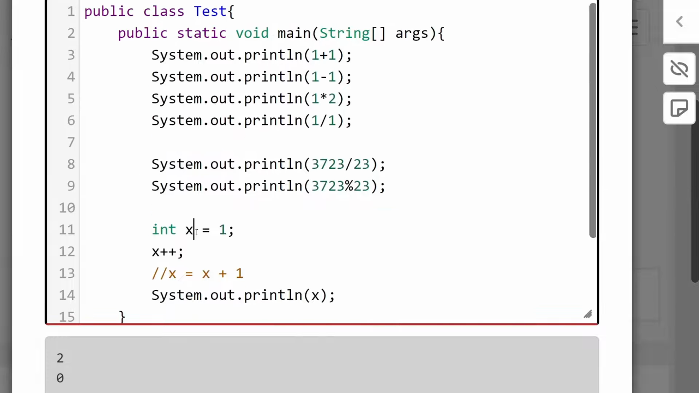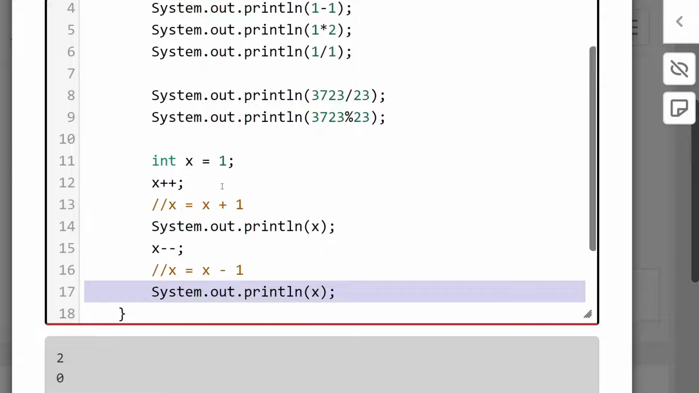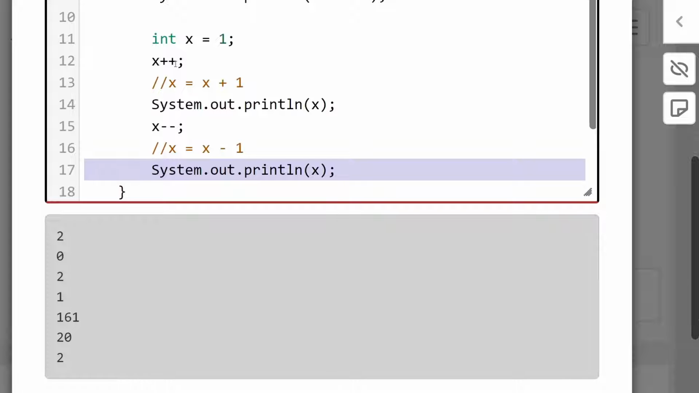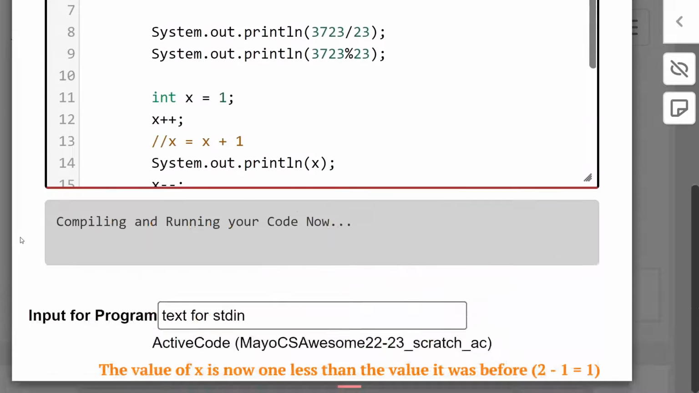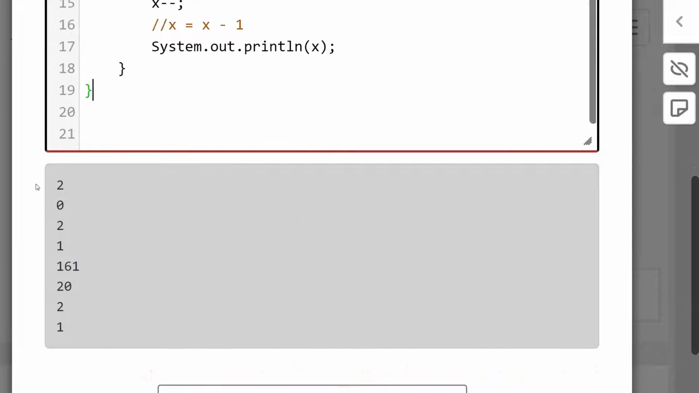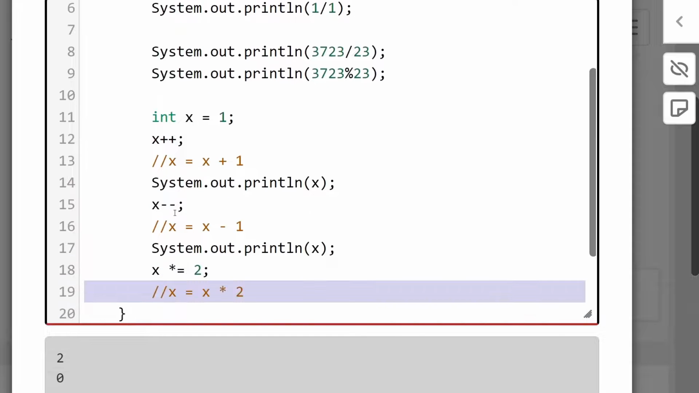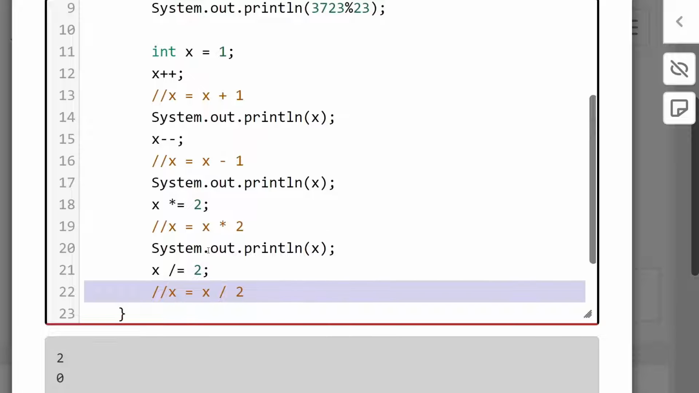We have the exact opposite of this operator called the minus minus, and it would subtract 1 from the value of x. So we just added 1 to the value of x, and now we're subtracting 1 from that. So the answer of 2 minus 1 is 1. Now, there's a couple more operators to mention. We have the multiply equal operator and the divide equal operator, okay?